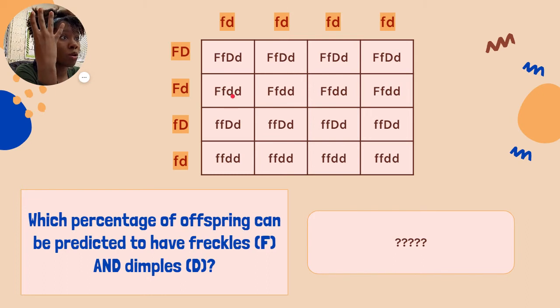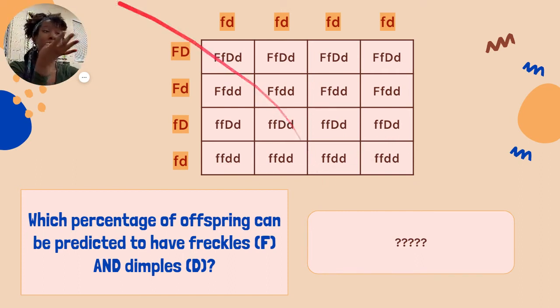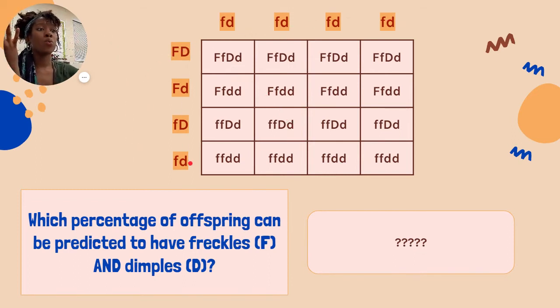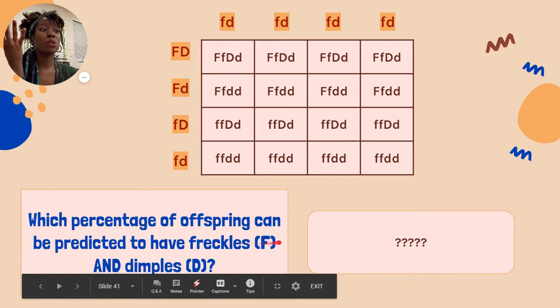They have freckles, they have dimples, that's 4. They have freckles, oh, no dimples. Freckles, yes, dimples, no. Freckles, yes, dimples, no. Freckles, yes, dimples, no. Okay, how about down here? Freckles, no, no freckles. They have dimples. No freckles, but they have dimples. And same thing here. How about down here at this row? Freckles, dimples, neither.